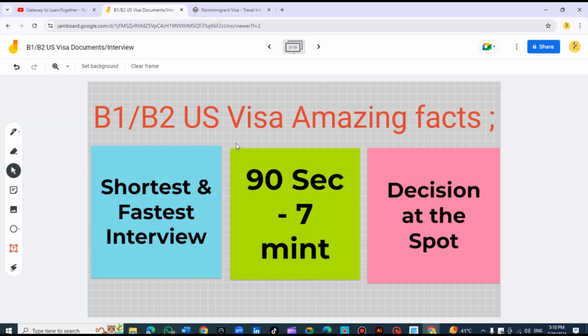There are also some amazing facts about the B1, B2 visa. It is the shortest and fastest interview visa category. In my experience, the minimum interview duration can be 90 seconds. Yes, this is 100% true. Or it may be lengthened to a maximum of about 7 minutes, and the decision is given on the spot. If you do not know about this fact, it is 100% true that you will be given your decision on the spot just after your interview.